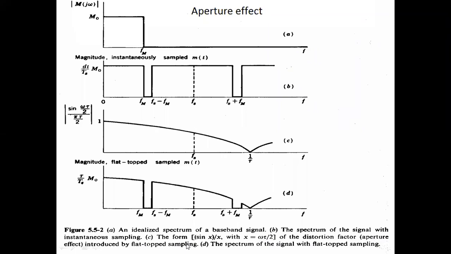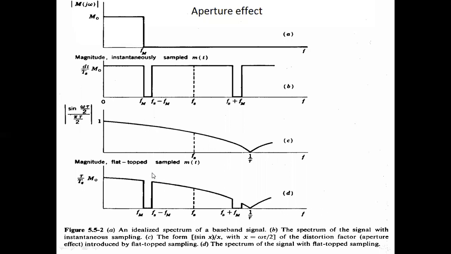In flat top sampling, when the recovery process is done, the magnitude of the signal decreases along with frequency. As frequency increases, the magnitude decreases. The first one is unity, and after that it decreases slowly. So if you recover the signal, the first sample is about the same, the second sample is somewhat reduced, the third sample is reduced further, the fourth further still.